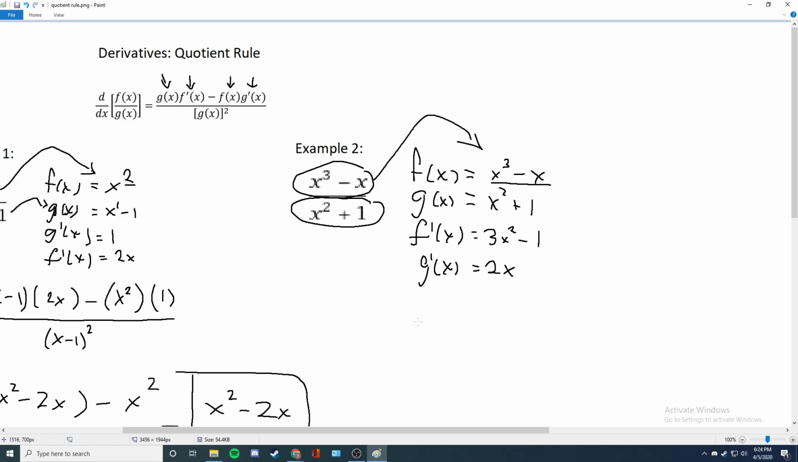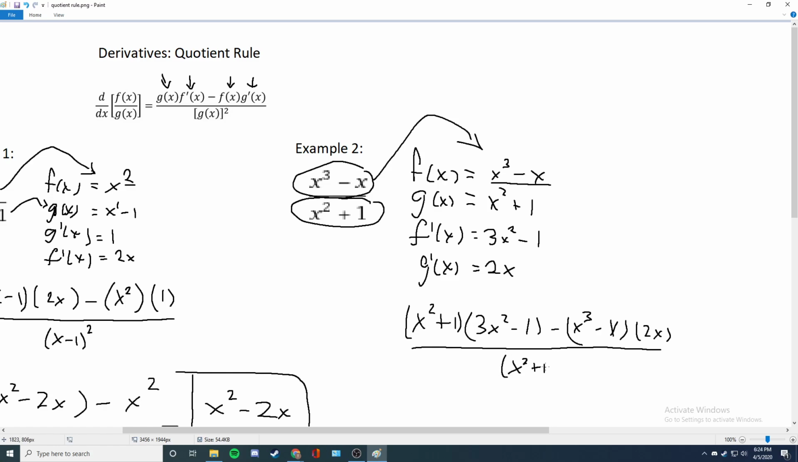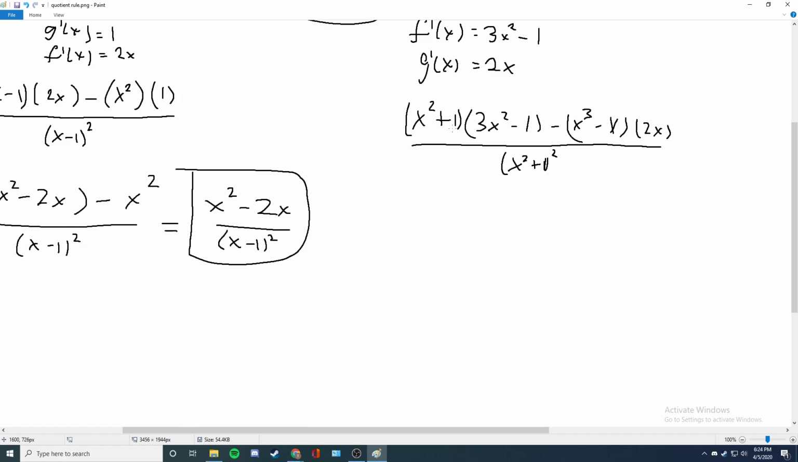We'll have g of x, x squared plus 1, times f prime, 3x squared minus 1, minus f, which is x cubed minus x, times g prime, 2x, all over g squared. So we have x squared plus 1, the quantity squared. And I'm just going to leave that denominator the same the whole time again. Once again, just distribute and simplify.